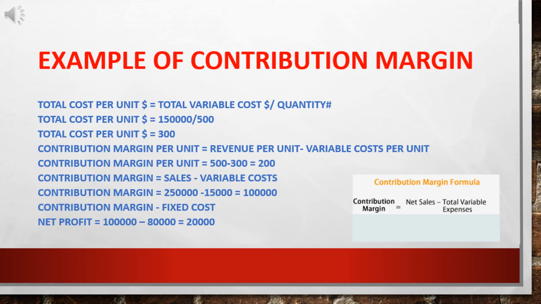If we need to go further and see what the net profit is, the net profit is the contribution margin minus the fixed cost. Based on this example, it is 100,000 minus 80,000, which is 20,000.